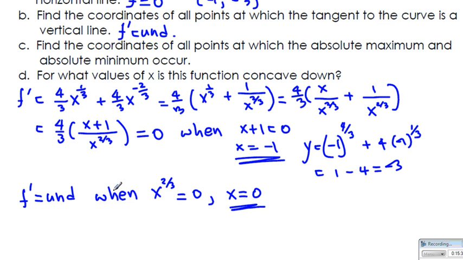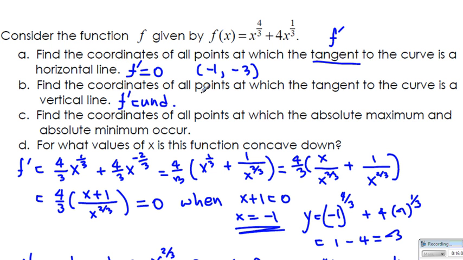Now when x equals 0, what's the value of y? Then you will realize that y is equal to 0 to the 4/3 power plus 4 times 0 to the 1/3 power, and you will realize that that's equal to 0. So in fact, our answer becomes 0, 0, which is the origin. So the answer for the second one becomes 0, 0.